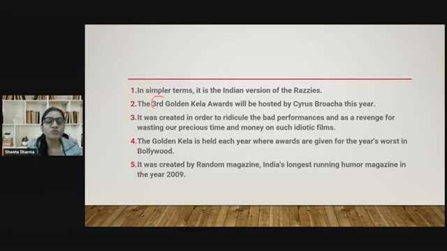So, again, where do you find the opening sentence? We're talking about the third Golden Kela Awards. Okay. And the fourth one does talk about Golden Kela with an introduction. It says, "The Golden Kela is held each year where awards are given for the year's worst in Bollywood."